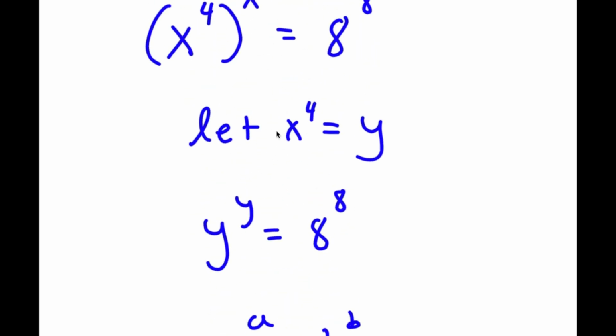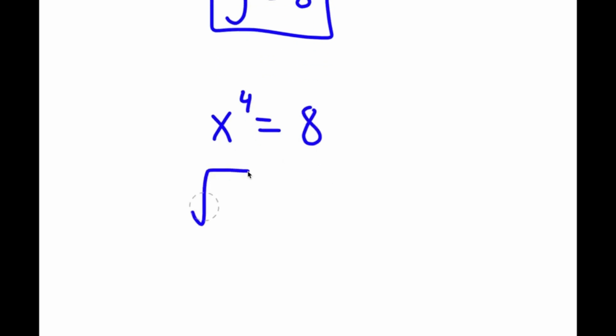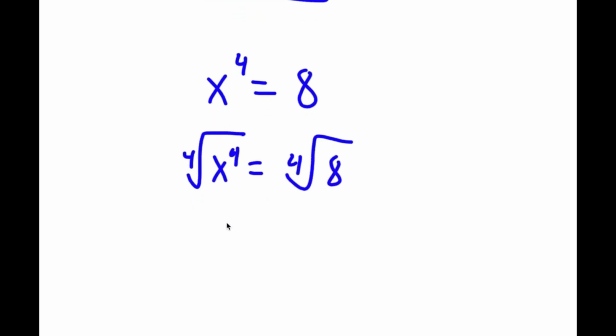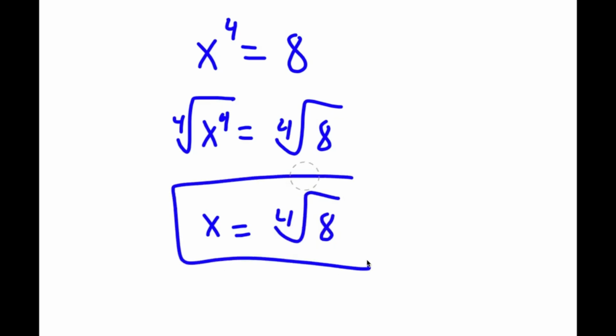So now remember how we let x to the power of 4 equal to y, meaning if y equals 8, then that means that x to the power of 4 is equal to 8. So now to solve this, I'm going to take the fourth root on both sides. Fourth root of x to the power of 4 is x, so I have x is equal to the fourth root of 8. So this is my answer.